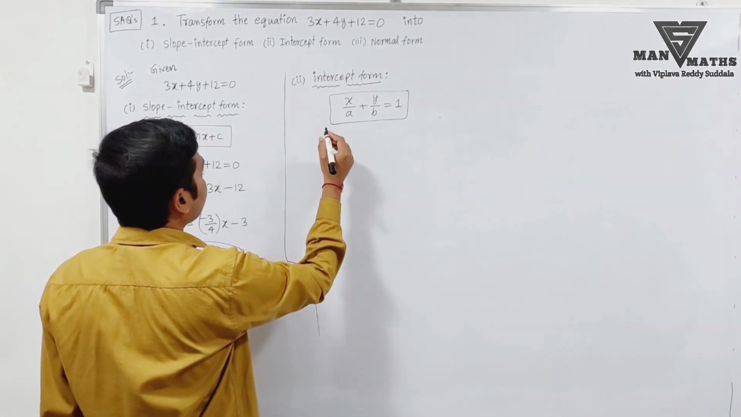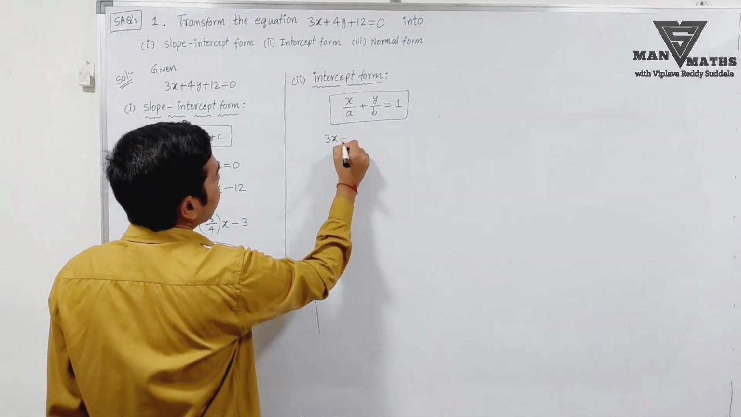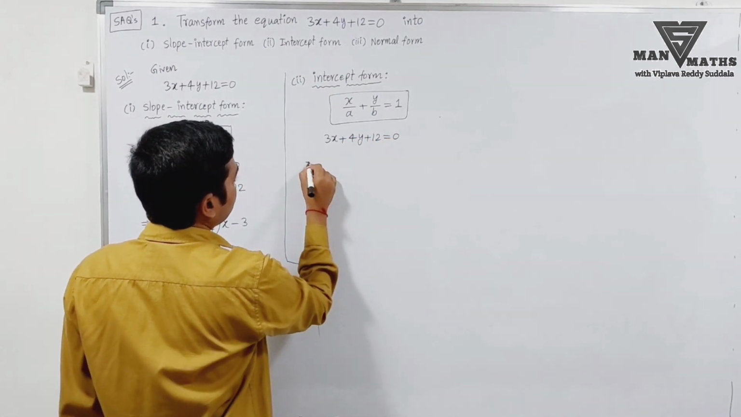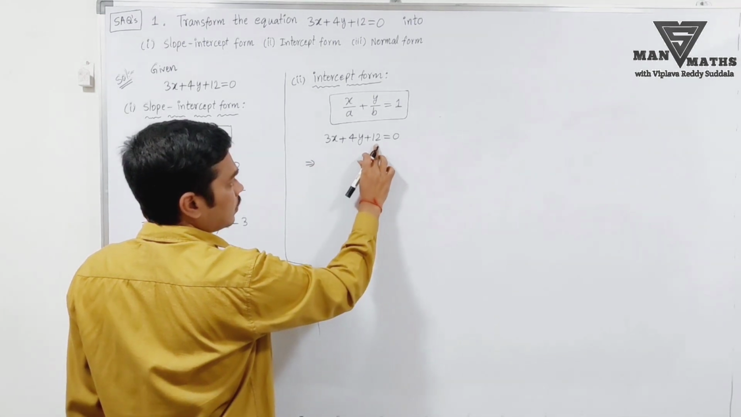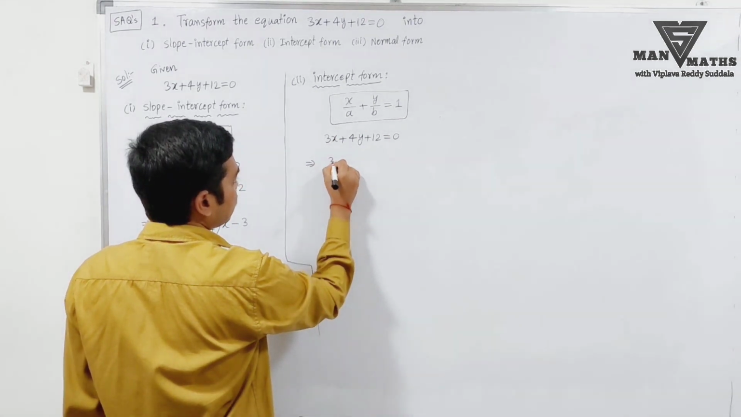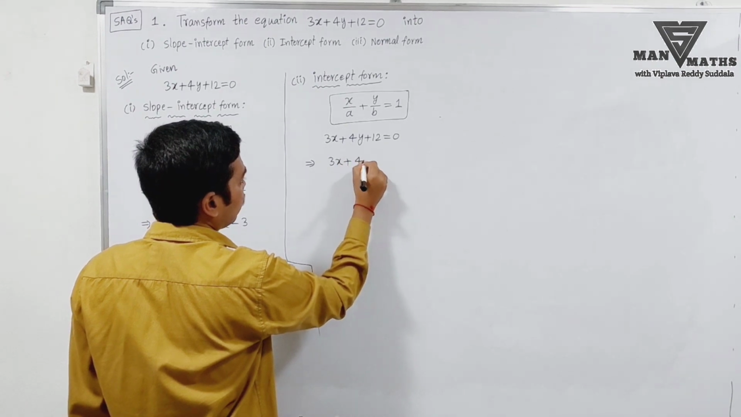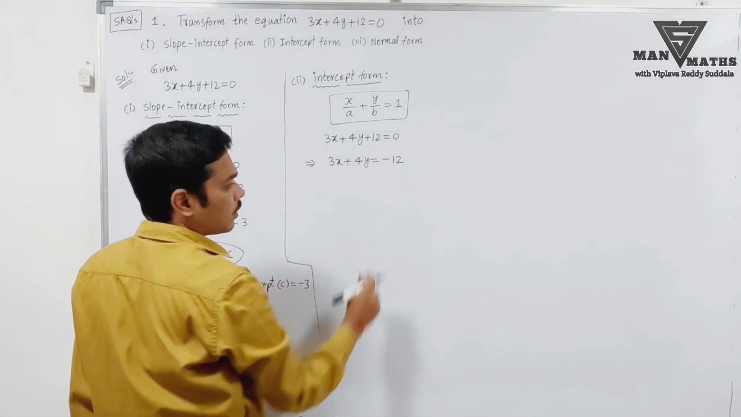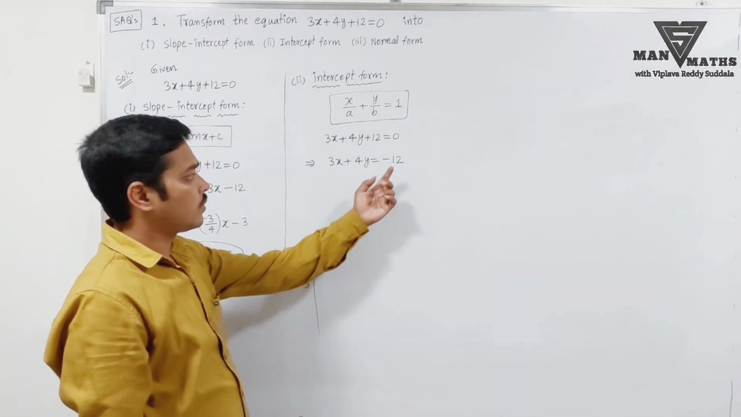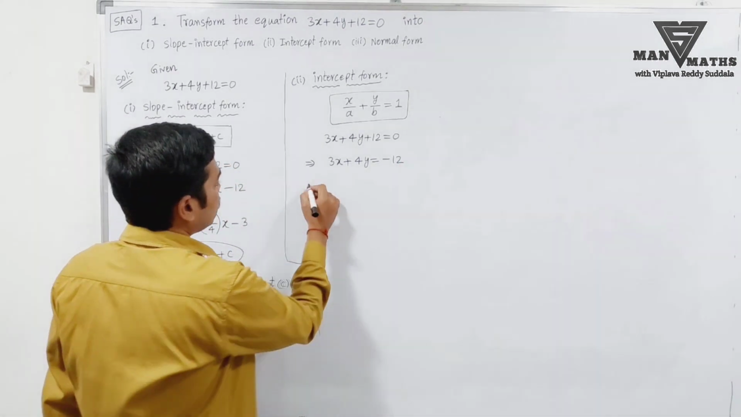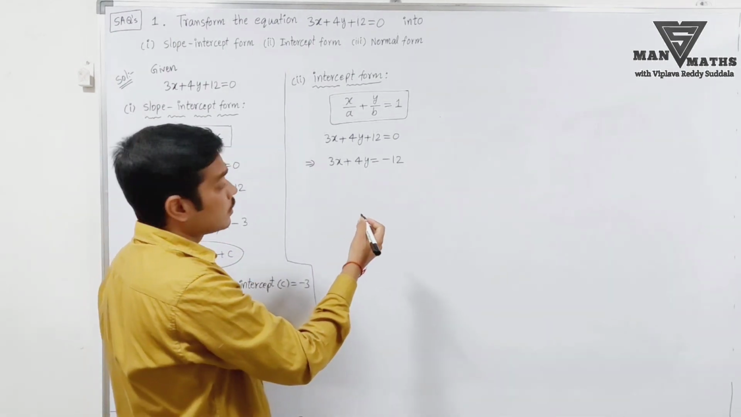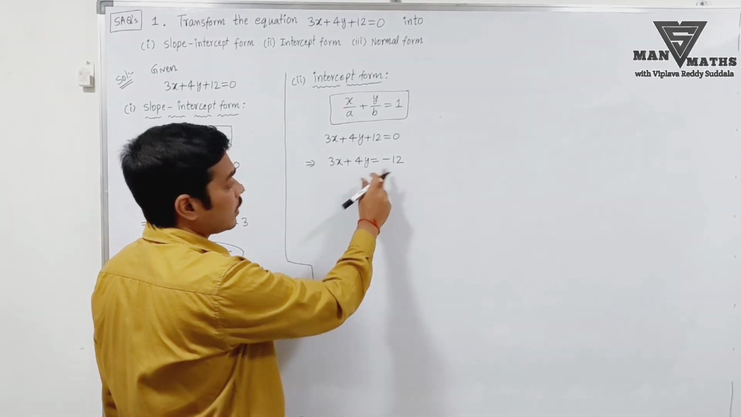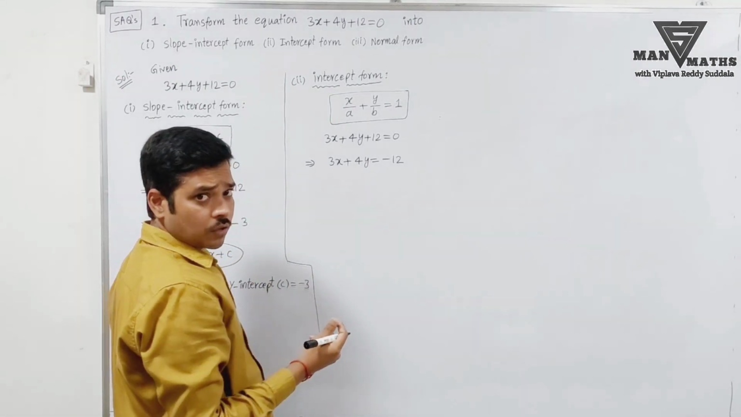Now take the given equation 3x plus 4y plus 12 equal to 0. First of all, send the constant term to the right side. From this equation, 3x plus 4y is equal to minus 12. How to get plus 1 on the RHS side? By dividing each term by the RHS, that is minus 12. Dividing each term by minus 12, we get plus 1 on the RHS side.